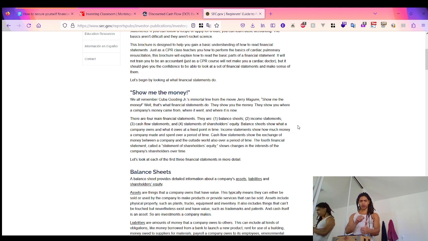Assets are things that a company owns that have value, which either can be sold or can be used to make a product or service that can be sold. So you can have physical or tangible assets, whether it's equipment, tractors, furniture, or intangible items, such as patents and trademarks.